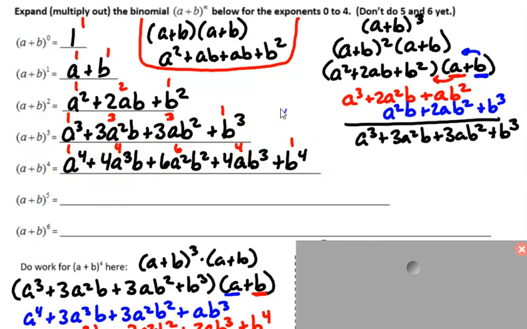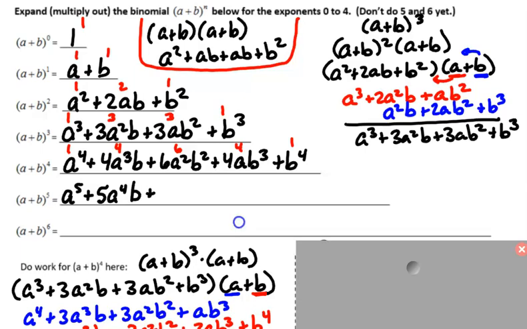So when we see a plus b to the fifth, we can tell that our first term is clearly going to be a to the fifth. Now if you look at the coefficients, this is 2, 3, 4. The second coefficient always matches the exponent on the binomial. So this should be 5. And going with our pattern, this should be 5a to the fourth b.